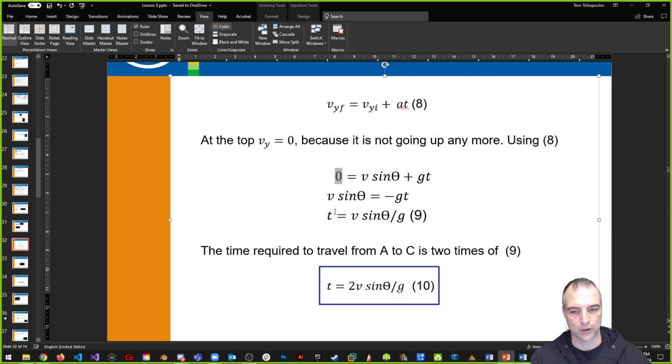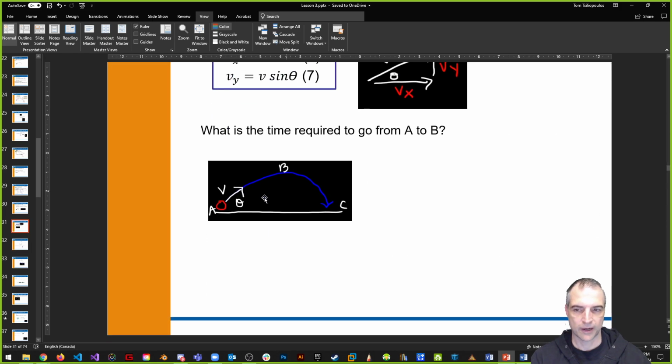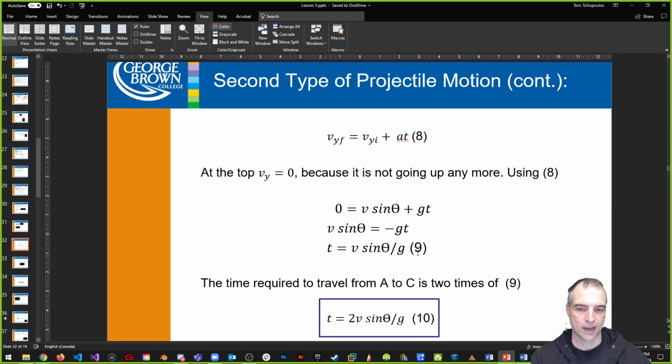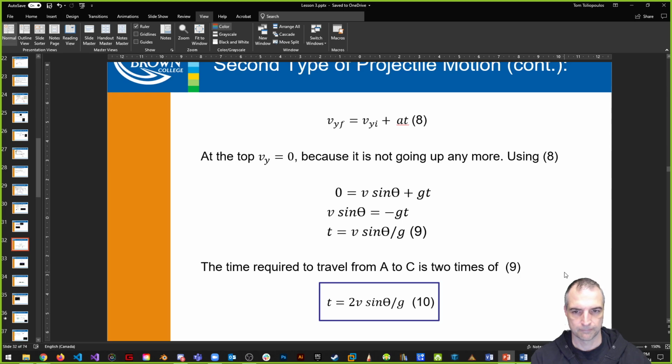Or we could also further break that down. The time traveled from A to B. If I want to travel from A to C, we know that the motion is symmetrical, right? A to B, the time it takes is the same time it takes from B to C. Therefore, we can take this equation and multiply it by 2 to find the total time. Okay? So this is an equation we use to find the total time it takes for the projectile to travel from a parabolic motion perspective.